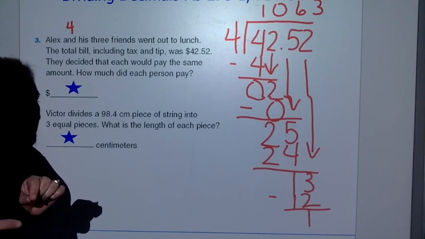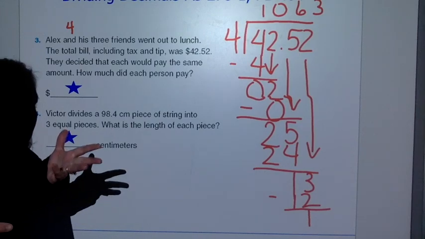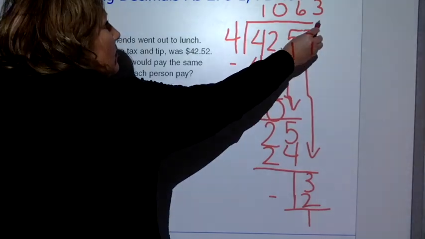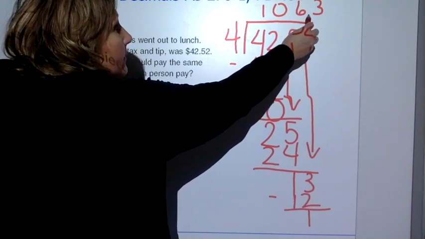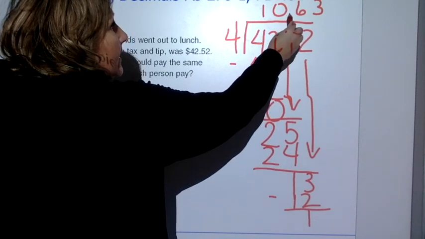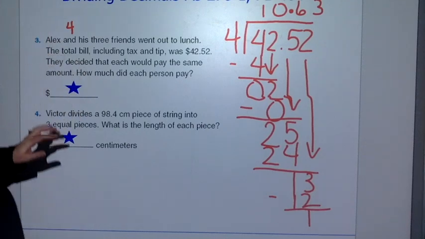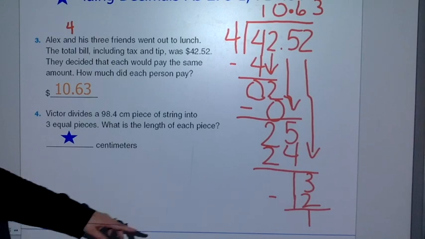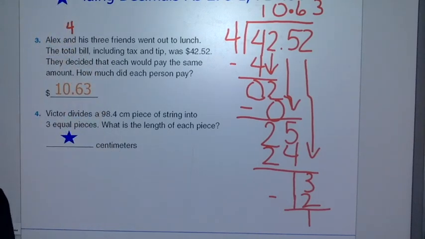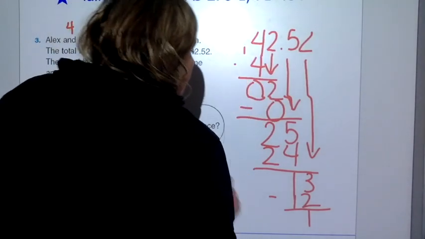Now think about where your decimal would go. Originally our estimate was about $10. So if we put it right here, that would be $1,063. If we put it right here, that would be $106. If we put it right here, that would be $10.63. That is perfect. $10.63. In this case, we don't worry about that remainder down there. Sometimes we do something with those and sometimes we don't. Go ahead and erase. Start looking at number 4 about Victor.